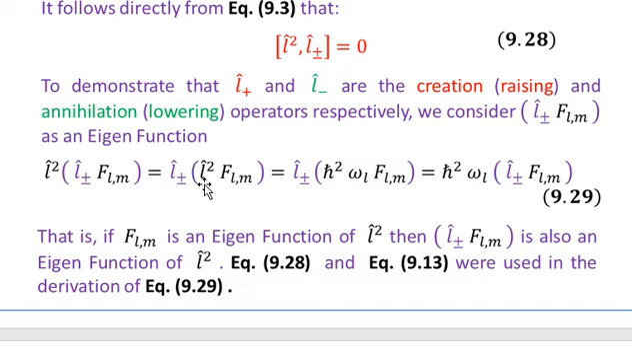And you know that when L square operates on F, you have the eigenvalue, which is h bar square omega L. So now I can take out h bar square omega L outside this parenthesis, and I can move L plus-minus inside the bracket. So the rightmost term in equation number 29 is h bar square omega L, and within the parenthesis I have L plus-minus with FLM.